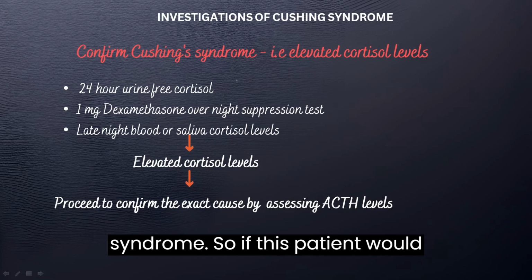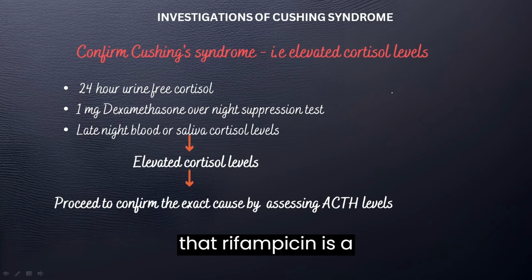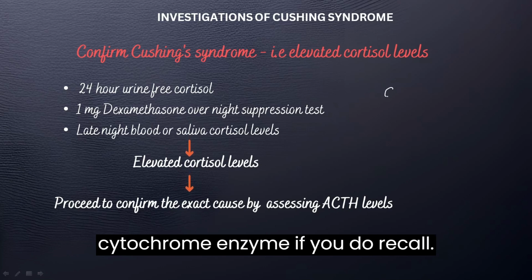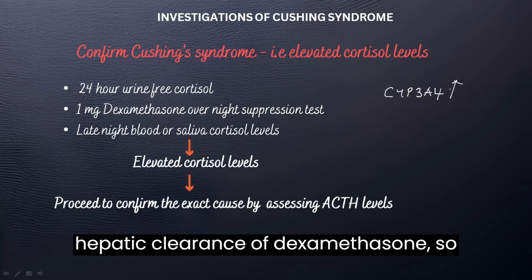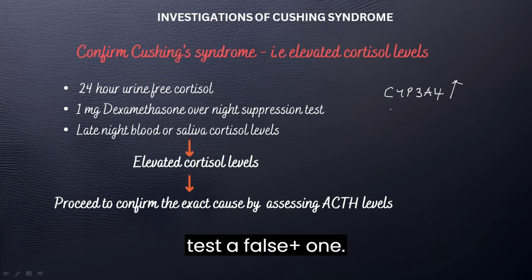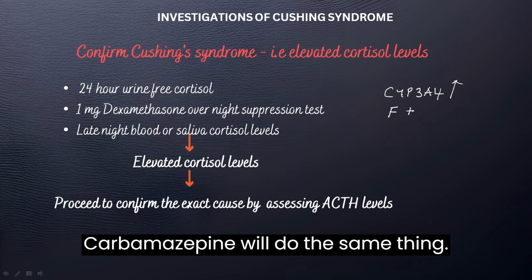So if this patient would use the dexamethasone overnight suppression test, you have to understand that rifampicin is a cytochrome inducer. It induces the cytochrome enzyme, if you do recall. All right. So once this enzyme is induced, then what will happen is that there is going to be an increase in the hepatic clearance of dexamethasone. So there wouldn't be enough dexamethasone to suppress the test, which will make this test a false positive one. Phenytoin will do the same thing. Carbamazepine will do the same thing.